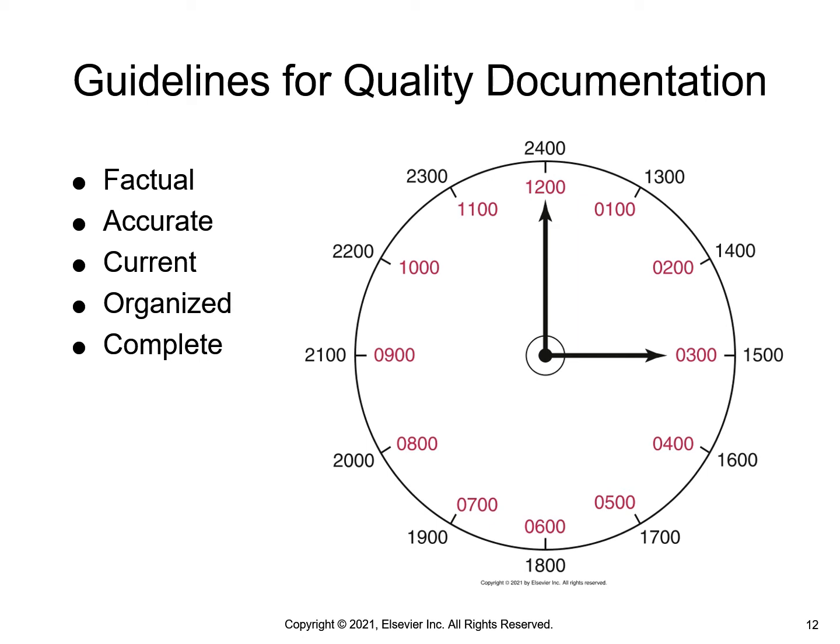Accuracy. We use exact measurements to establish accuracy and help determine whether a patient's condition has changed in a positive or a negative way. Concise documentation of data is clear and easy to understand. Current, timely entries are essential in a patient's care because delays in documentation can lead to unsafe patient care.